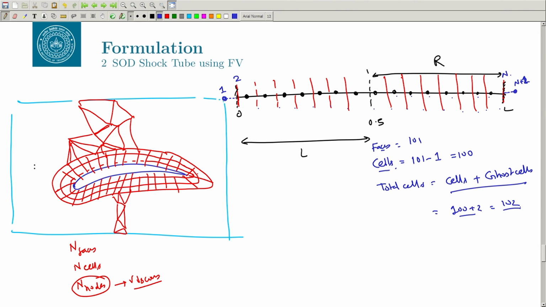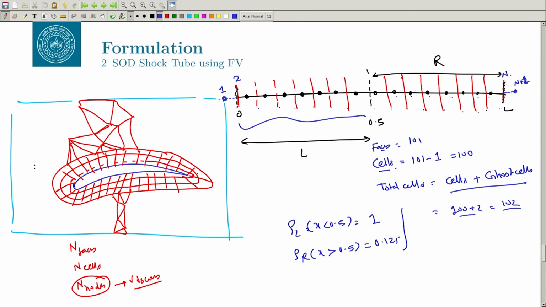After we have created our data structure, we will assign my rho L for x less than 0.5 as 1, and rho R, which is x greater than 0.5, as 0.125, and similarly you can do it for pressure and velocity also. So, we have assigned the values.